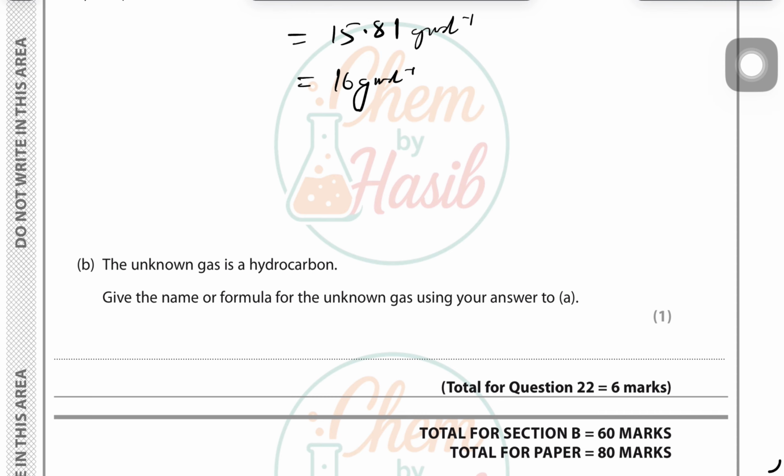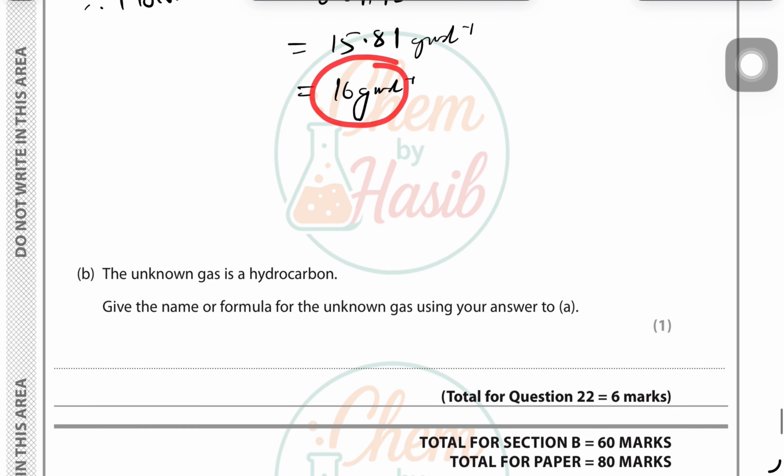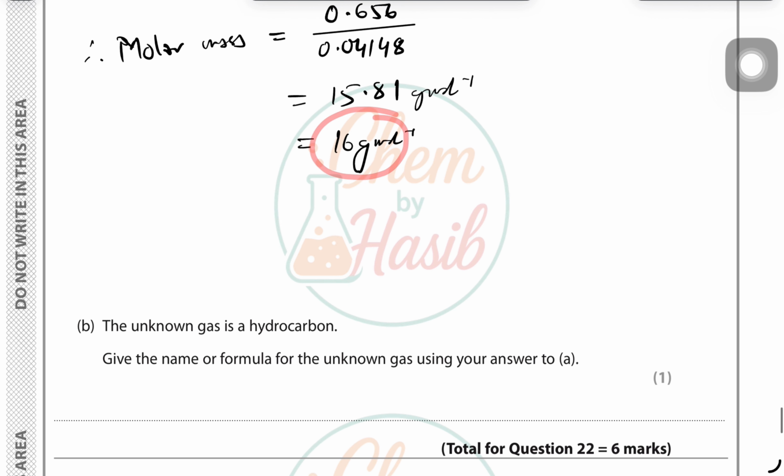You can start with alkanes, right? If it's not an alkane, you can move on to alkene and so on. But if you start with the simplest hydrocarbon, which is an alkane, which is methane, CH4. Now methane, CH4, also has the molar mass of 16 grams per mole. Therefore, the answer to this question would be methane, CH4. Or you can write it in words as well, that's fine, because they ask for name or formula.